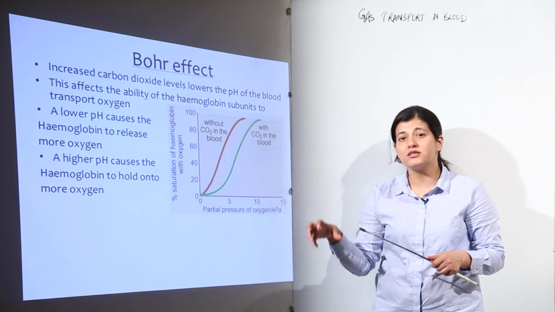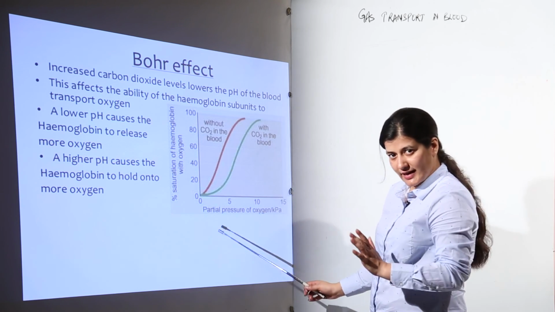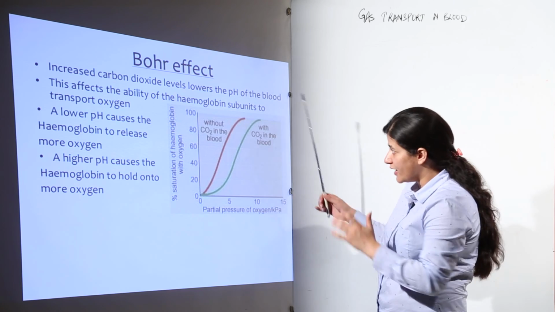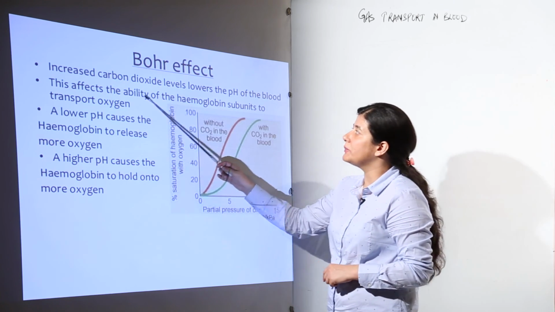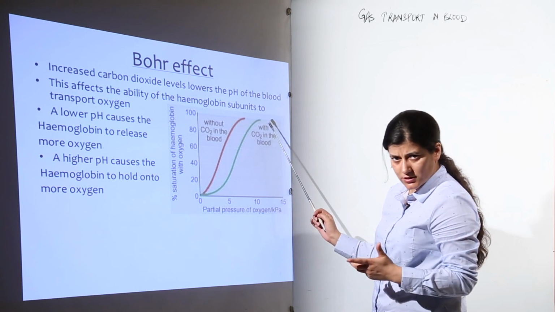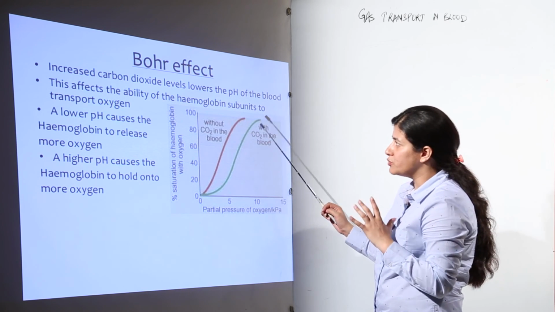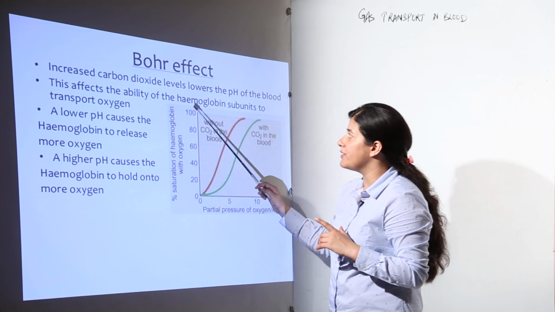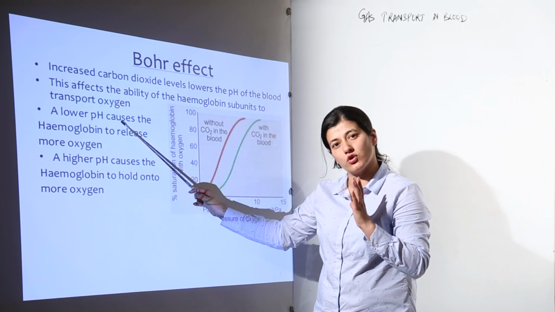Now, what is basically Bohr effect? See, there are a few points, you have to understand them and you have to learn them. So, I will see one by one what each point is. Increased carbon dioxide levels, they lower the pH of blood. That is so certain, because carbon dioxide is acidic, so the pH of the blood would be reduced. This affects the ability of hemoglobin subunits to transport oxygen.